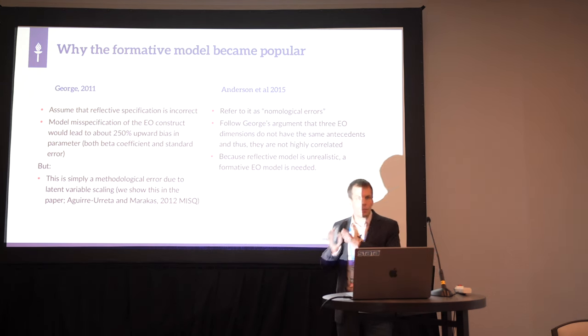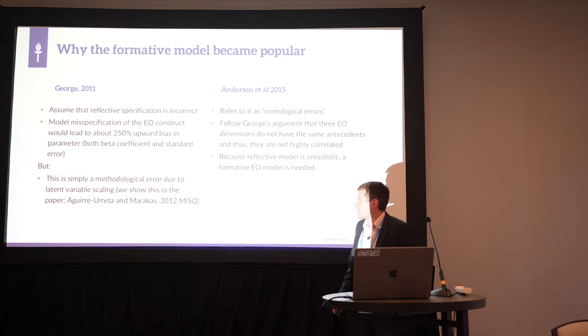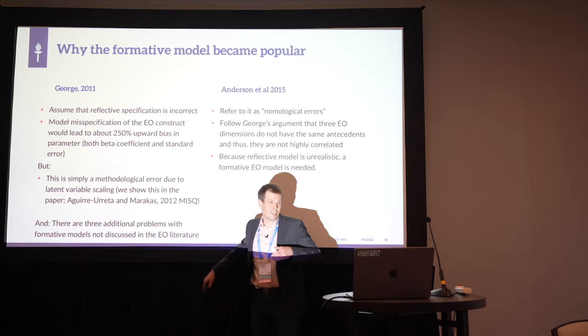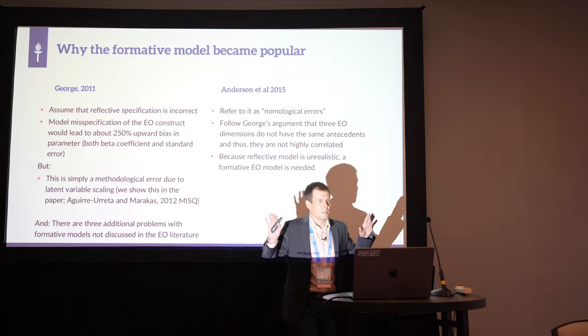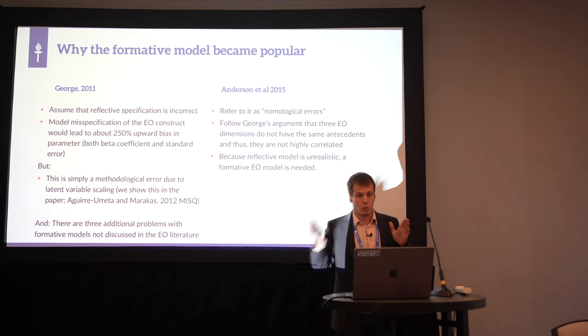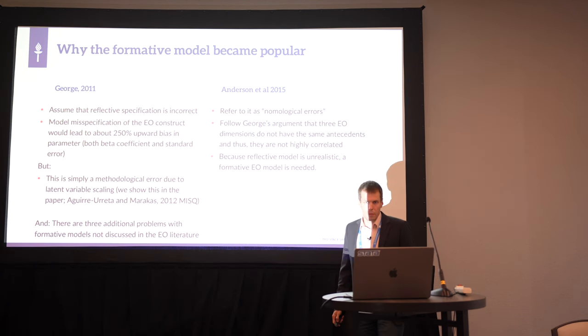We presented in the paper, and we replicate George's paper, and we show that this bias dimension just goes away, basically, when you consider standardized estimates which have the same scale between two samples. So this is one problem that we talk about in the paper.